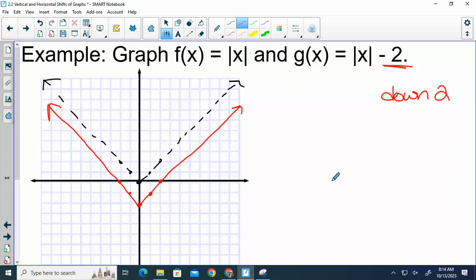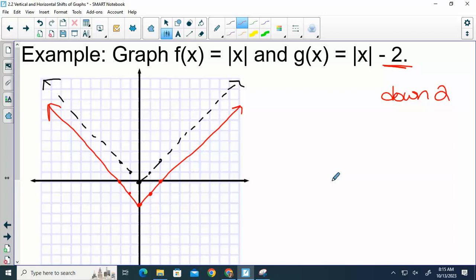What's the domain of that? Negative infinity, positive infinity. What's the range? Negative 2 to positive infinity. All right. Any questions on those two examples?